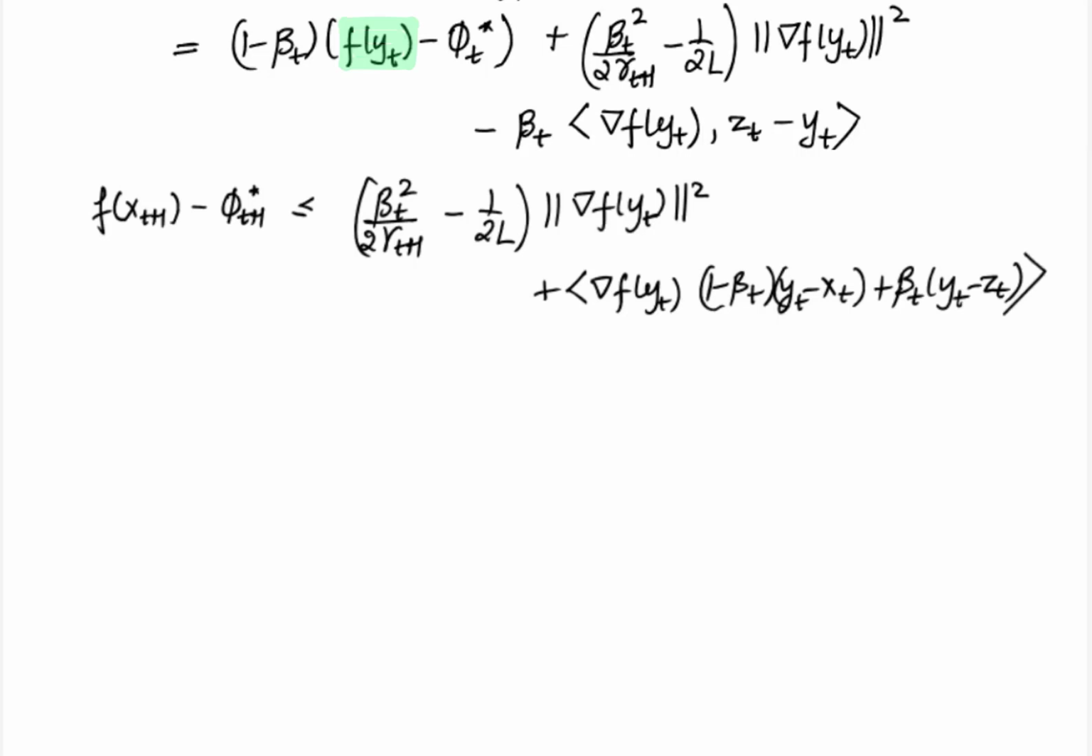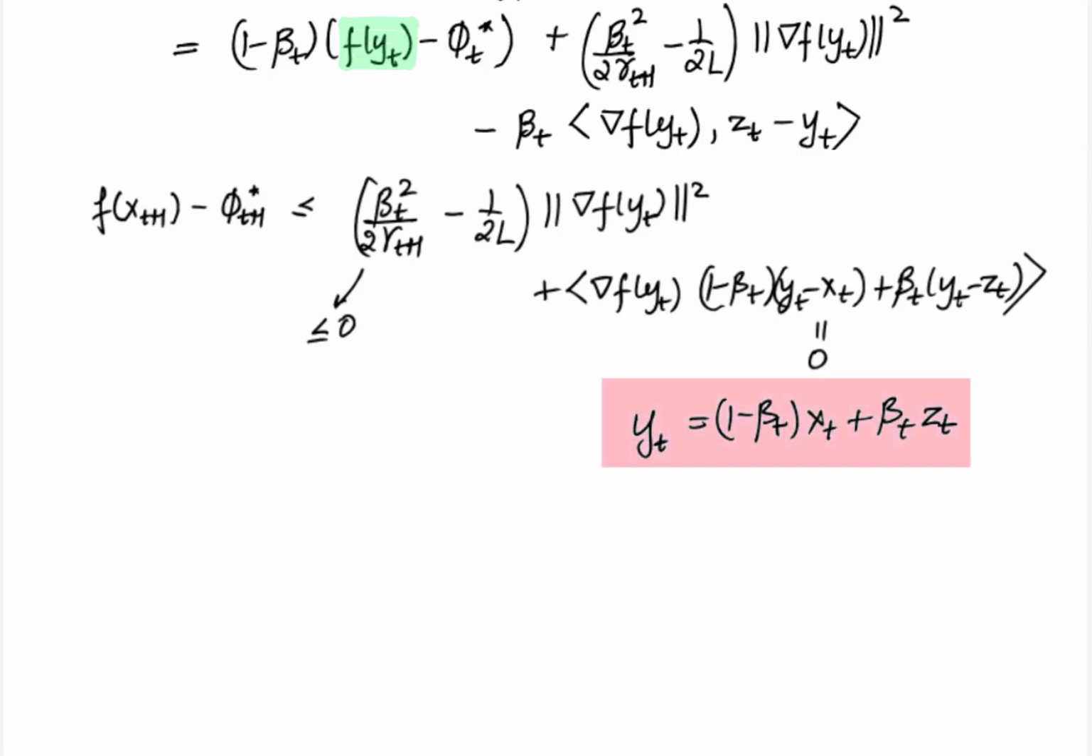So just by looking at this form, it is clear what needs to be done. We need to make the coefficient of the first term non-positive and the second term to be 0. So setting the second term to 0, we get that yt is a convex combination of xt and zt, that is yt equal to (1 minus beta t) into xt plus beta t into zt, which is what we had earlier. Also, for the first term to be non-negative, we required that L beta t square is less than equal to gamma t plus 1. So that is all the conditions we needed.